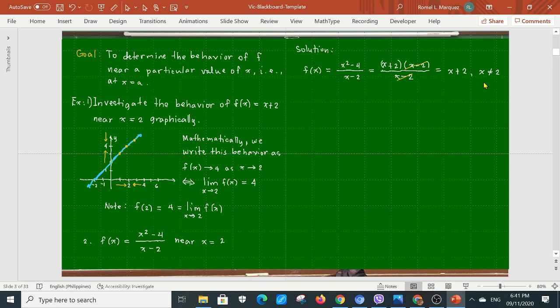So, let's now draw the graph of the original, but we draw it from the new function that we derived. But of course, we have to exclude x equals 2. So the graph looks like, it's also a straight line, which is actually the same graph as the previous. I will just copy the graph of the previous.